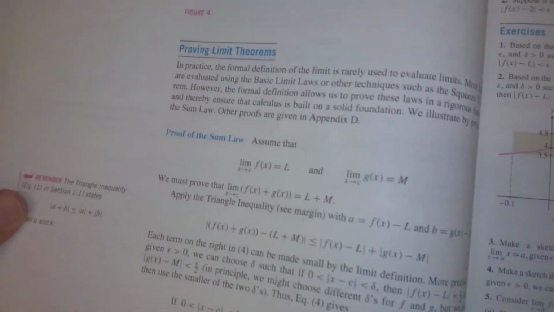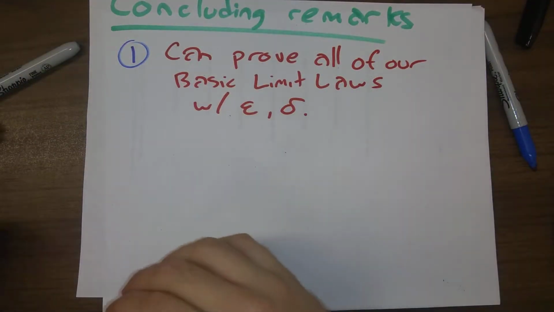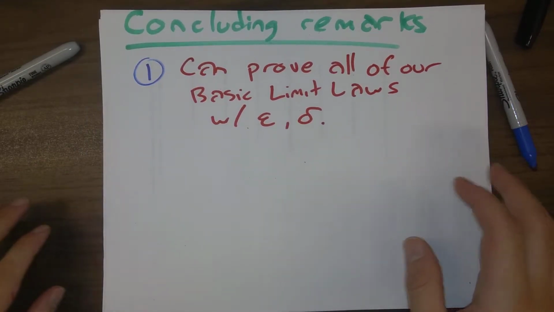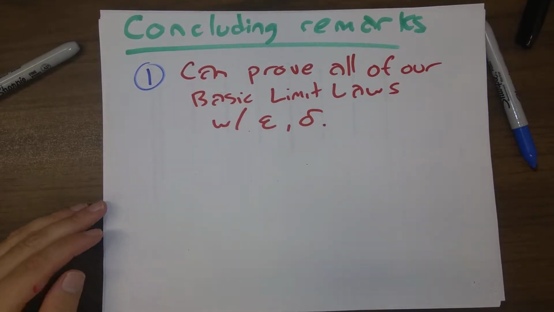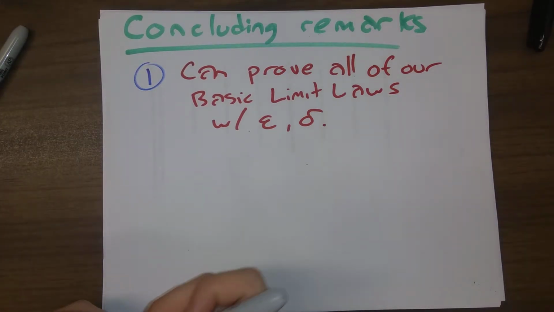If you take a look at the textbook in this page right here, this gives you a proof of the sum law rigorously with epsilons and deltas. And for each of our other basic limit laws, the constant multiple rule, the product rule, the quotient rule, stuff like that, you can prove each one of those using this epsilon delta definition. And everything else, section 2.4 in continuity, everything else we can make completely 100% rigorous using epsilons and deltas. That's something that you would do if you took a course like Math 311 here. We prove everything from scratch.